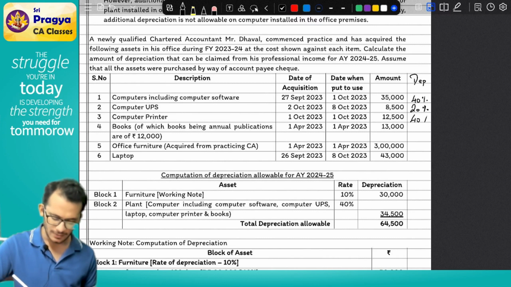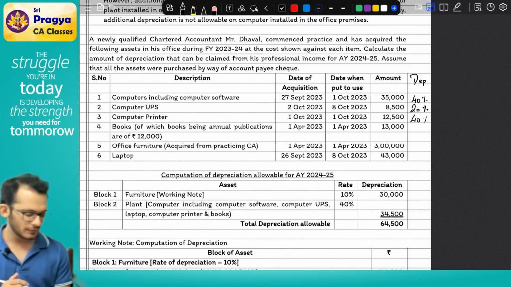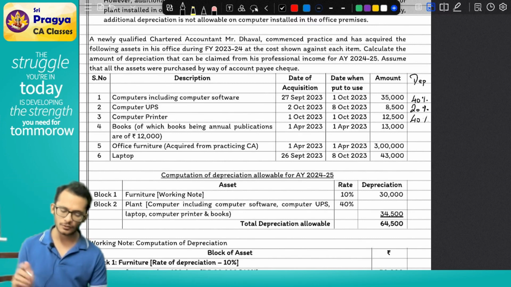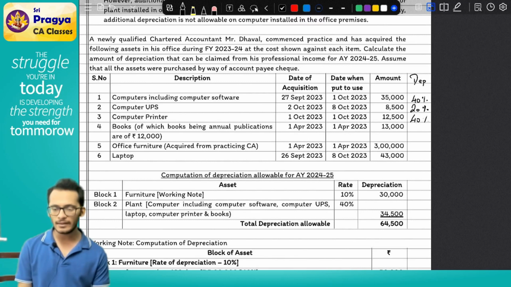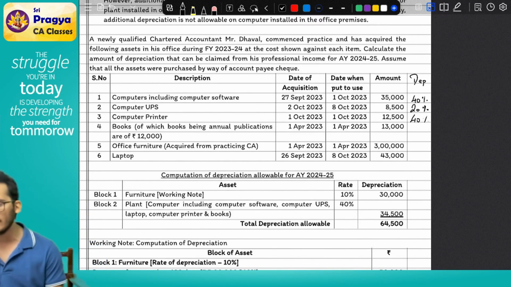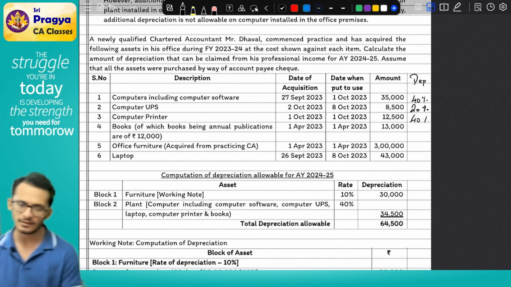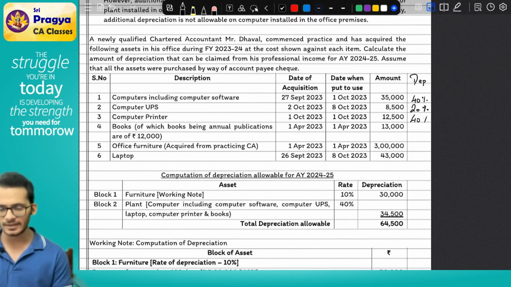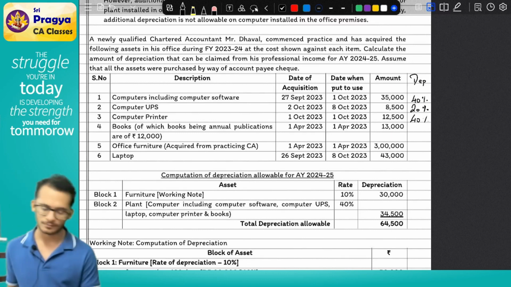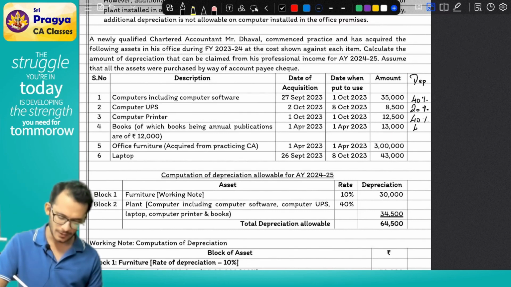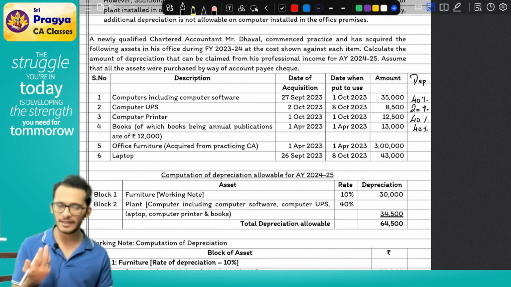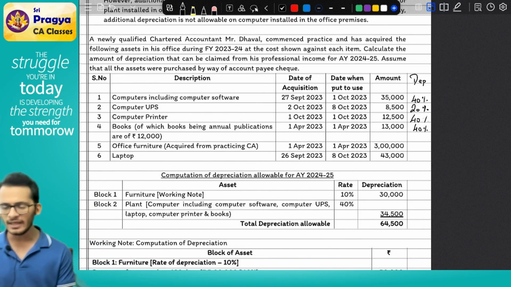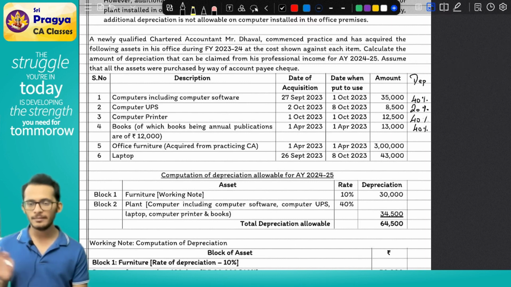40%. Very good. Next, books, of which annual publication are of 12,000. So you have 13,000 worth of books. In the 13,000 worth of books, 12,000 is annual publication, 1,000 is normal books. You bought it on 1st April, you put to use on 1st April. Depreciation rate is full 40. Rahul, annual publications we did not discuss. I told you annual publications is also 40, normal is also 40. At the end of the day, books are 40.